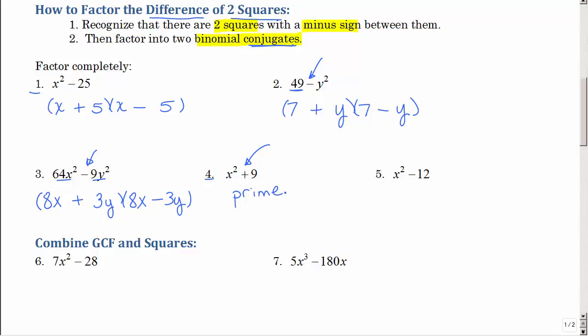Number 5. Well, I have a minus sign. That's a perfect square, but 12, 12 is not on my list of perfect squares. Look at the top of the paper. That is not a perfect square. So again, there is no greatest common factor. It is not the difference of two squares. We can't do anything with it. So we would say that is prime.